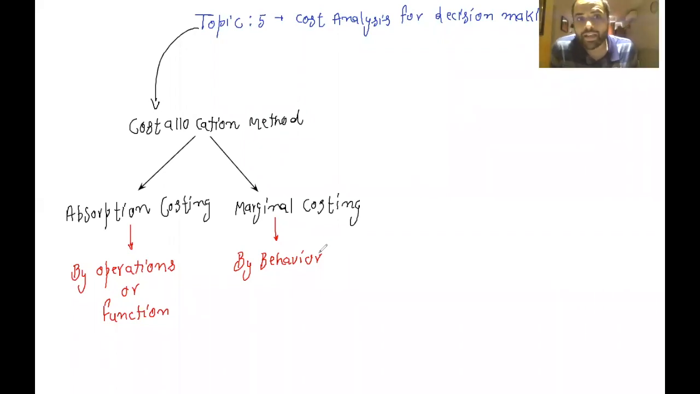So you will study how we allocate cost under absorption costing, which is by operations, and how we allocate cost under marginal costing, which is by behavior. After allocating the cost, we estimate profit. How much will the profit be when a company applies the absorption costing method? And what will the profit be when a company applies the marginal costing method to allocate the cost? We will study this in this topic. So this is the first thing we will study, which is cost allocation methods.